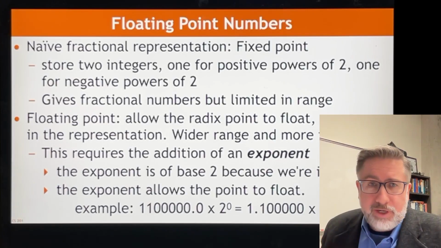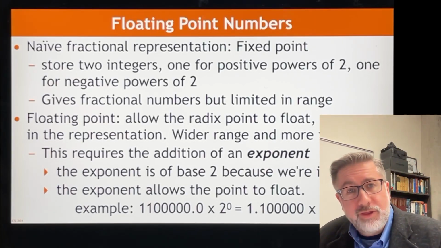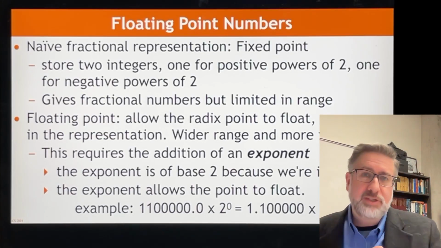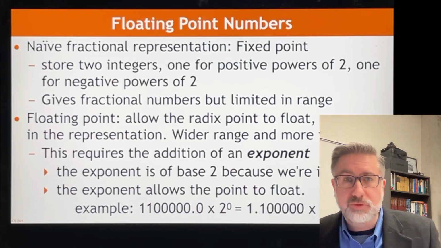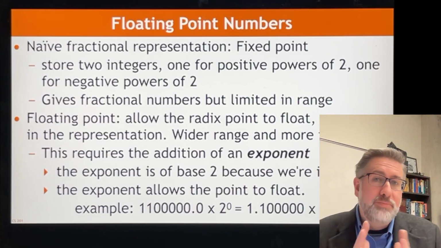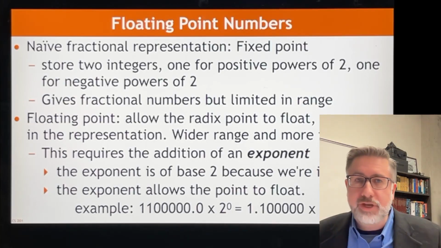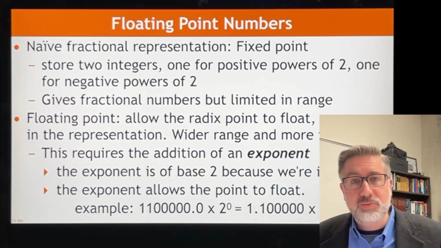So floating point means we're going to allow that point, the radix point, where the number goes from positive powers of 2 to negative powers of 2, to float somewhere, not necessarily at 2 to the 0, right? It could be at 2 to the 5 or 2 to the negative 5, allowing us to have bigger or smaller numbers.